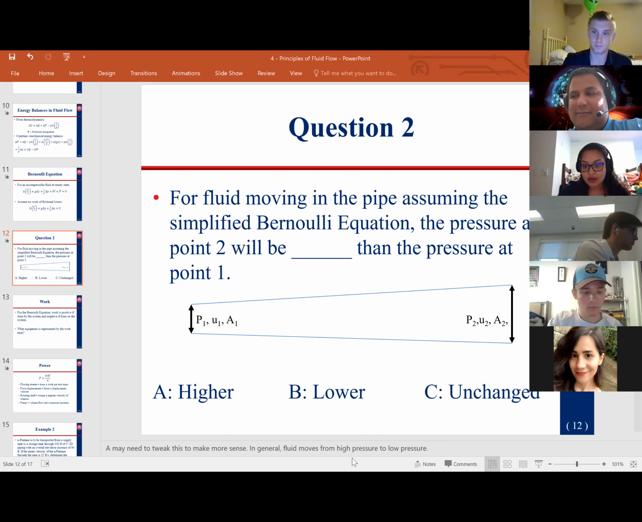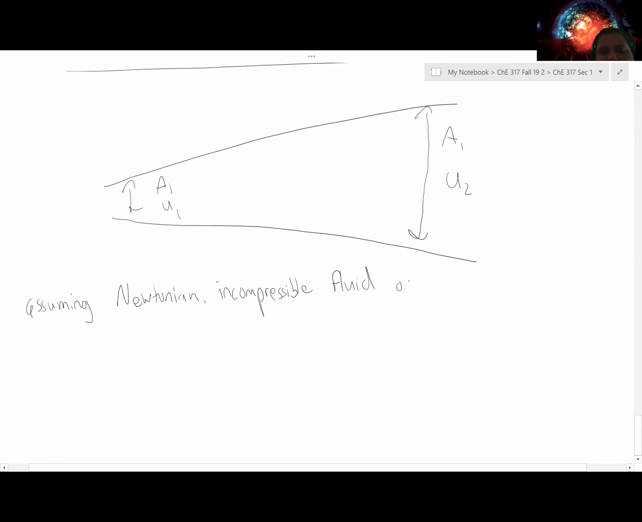So we have some area here, some velocity, area, velocity. I like your assumption: Newtonian. We've got an incompressible fluid on Earth. We've got to make sure all those assumptions are known.